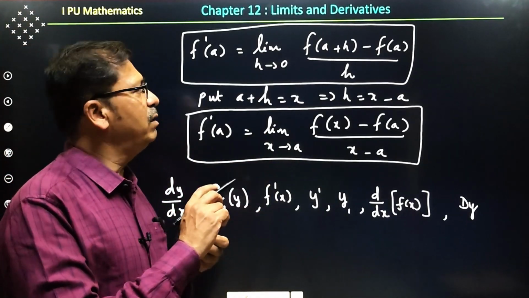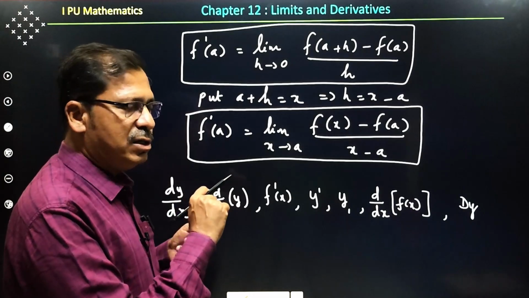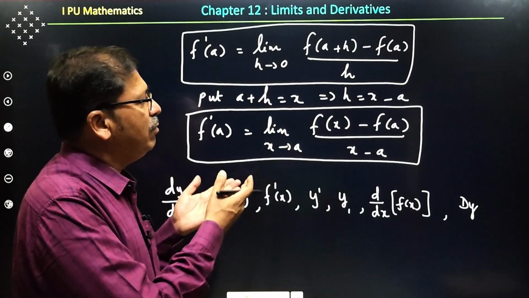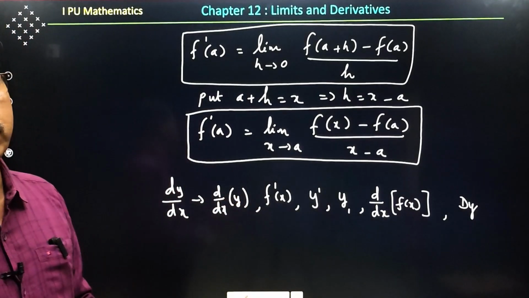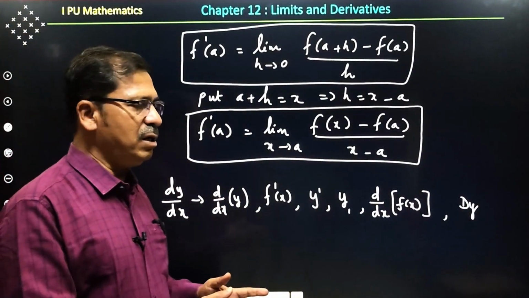If you want to avoid h tends to 0, then x tends to a, and at that time we get f of x minus f of a divided by x minus a. And these are the different notations for this. Now let me consider some examples.